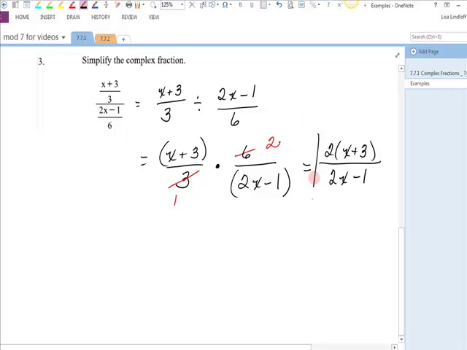Now, we're finished. Sometimes students are tempted to say, oh, but 2 can be divided out. No, 2 is a factor of the numerator. There's a 2 and there's an x plus 3. 2 is not a factor of the whole denominator because it doesn't say 2 times the other factor. It's 2x minus a 1. So 2 is not a factor down there. It cannot be factored out of that. We're done. That's in lowest terms or simplified. So that is type 1 of simplifying complex fractions.